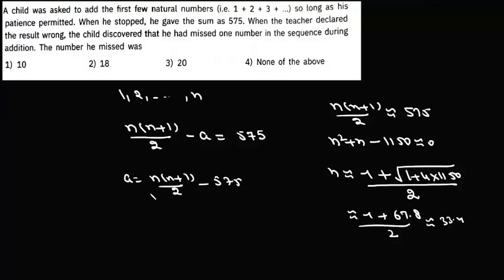Now this a must be positive. So the value of n that we need to take is the integer which is greater than 33.4. So we'll take n as 34, and if we take n as 34, it will be 17 into 35 minus 575, which is 20. So the number that was missed by the child is number 20, and that's your option 3.